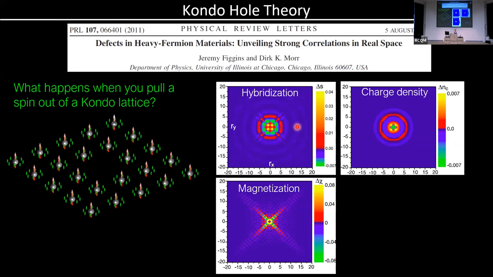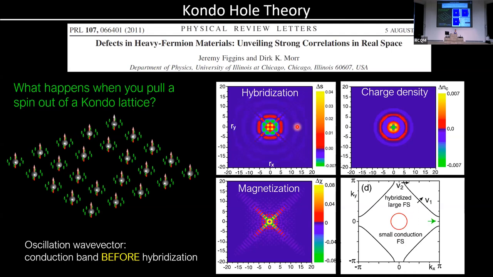So the question is, what is the wave vector of oscillation? And the answer is a little counterintuitive at first: that oscillation wave vector is related to the conduction band before the hybridization occurred. So we're talking about a Kondo lattice here, where the conduction electrons have adjusted themselves to accommodate those F electron moments. This is a fully hybridized situation. And then you pull out an F moment from this fully hybridized situation, and the response occurs at the unhybridized wave vector of the conduction band. That is very counterintuitive at first. So I want to step back and try to explain a little bit pedagogically how that happens.